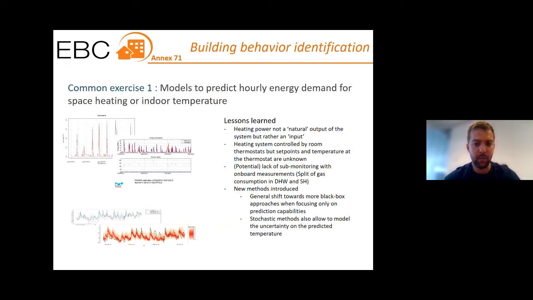Secondly, there was an issue with sub-monitoring, where we were used to very, very detailed controlled experiment setups. We now were struggling with the fact that in actual buildings, you, for example, measure the total gas consumption, the total water consumption, but not necessarily the breakdown between domestic hot water and space heating. So methods had to be developed in order to get an assessment of these breakdowns between, for example, domestic hot water and space heating to feed to the modeling techniques.